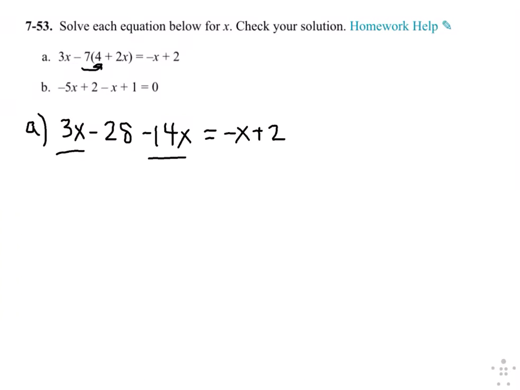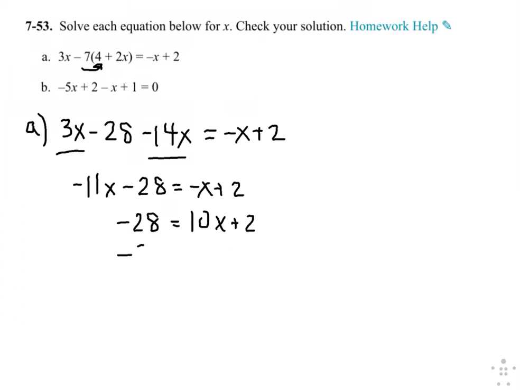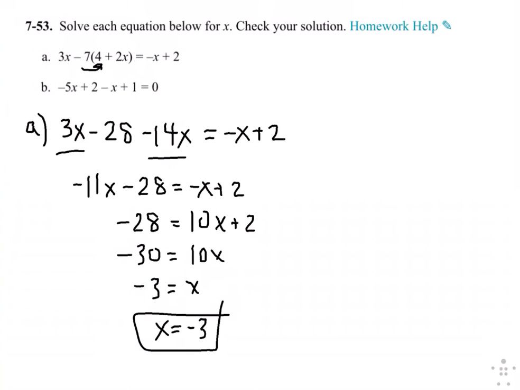Then I have like terms 3x and negative 14x, right? So that's negative 11x minus 28 equals negative x plus 2. Let's add 11x to both sides, right? So I get 11x minus x, that's 10x, plus 2. Now we'll subtract 2, negative 30 equals 10x. And divide by 10, negative 3 equals x. So x equals negative 3 for A.